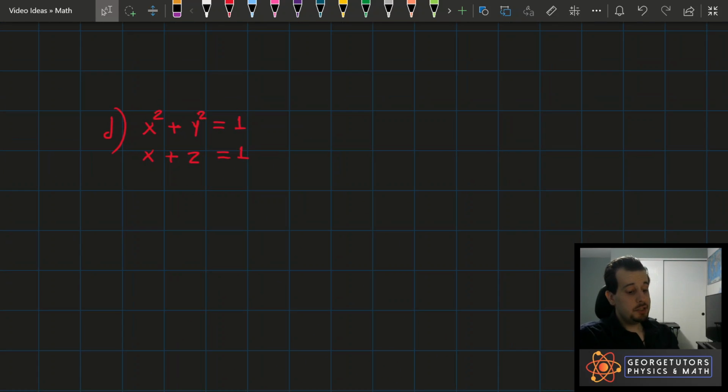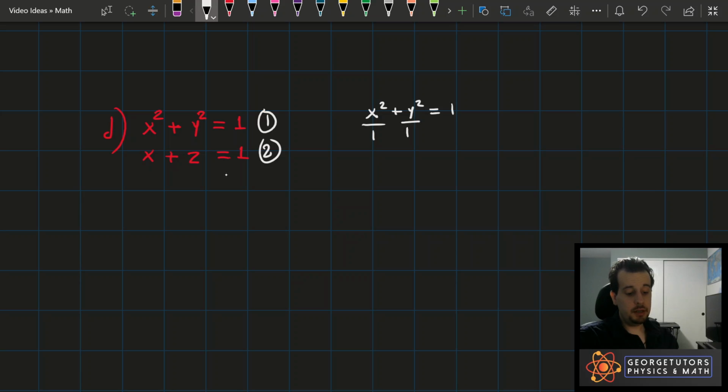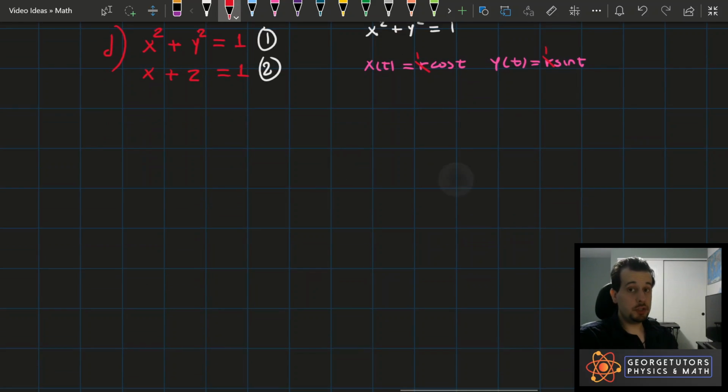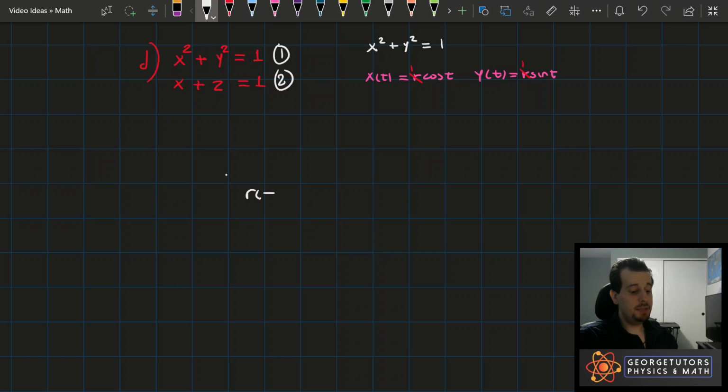Fourth example here has a cylinder intersecting with a plane. We'll call the equations again 1 and 2. What I see again is that the cylinder is a circular form where the r that we're dividing these by is just 1. So we recall that when we see circular forms, x of t is r cos of t, y of t is r sine of t. This time again, the r value is equal to 1, so they're exactly cosine and sine, respectively.